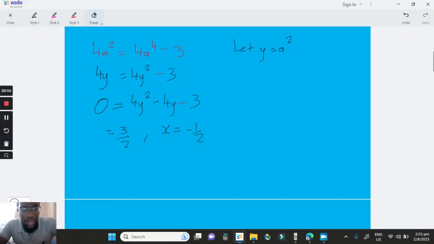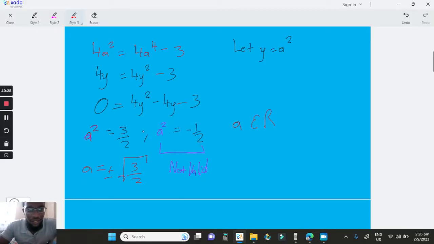Remember, this is y. I said, let's call it y. And y was actually a square. So a square is 3 over 2 and a square is minus a half. This one doesn't make any sense. That's not valid. So this is the one we focus on. A square is 3 over 2. Since a we said was a real number, in that case a is the square root of 3 over 2, and it's plus or minus.